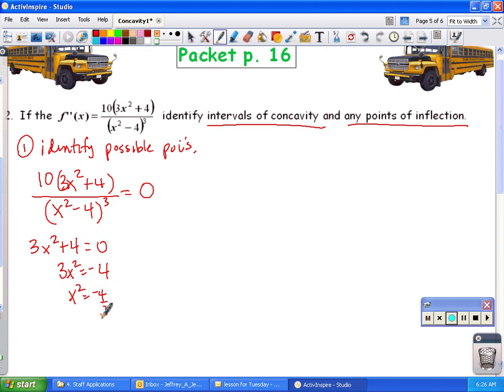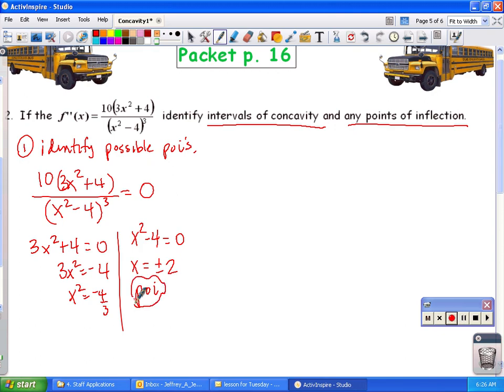And if I try to take the square root of a negative number, I'm not going to get anything, so I don't get any possible points of inflection out of the numerator. Alright, setting the denominator equal to 0, x squared minus 4 equal to 0, I get x equal to plus or minus 2. So these two values of x are where my possible points of inflection may occur.